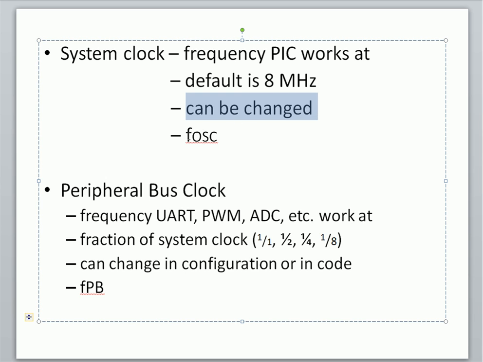When we talk about the system clock, I'll generally use the terminology F-OSC, frequency of the oscillator. That's the symbol we'll use for system clock. The other clock is the peripheral bus clock. It's the frequency that our modules will work at, including UART, PWM, and ADC, which we haven't gotten to yet. It's very simple, right? It's simply a fraction of the system clock.